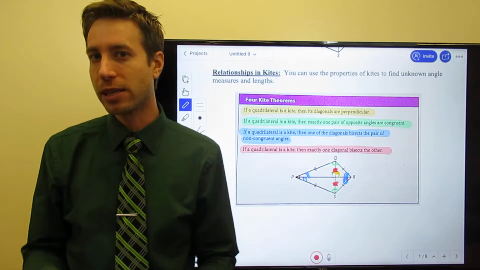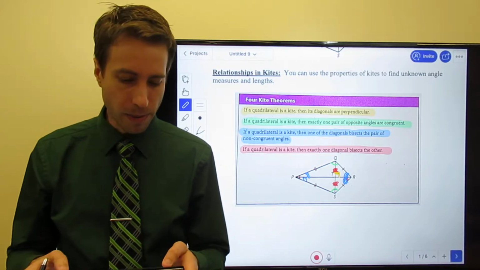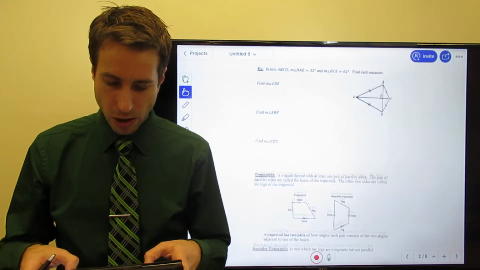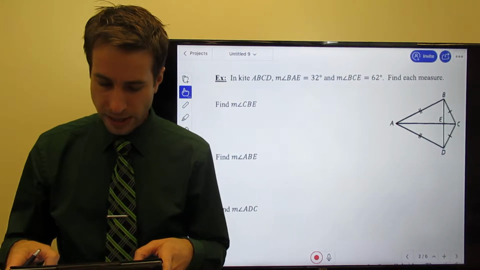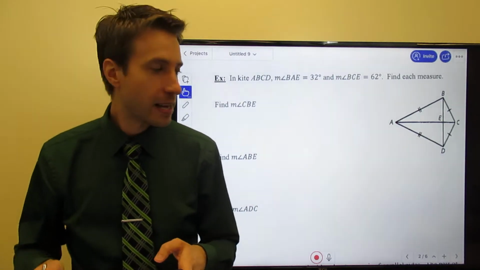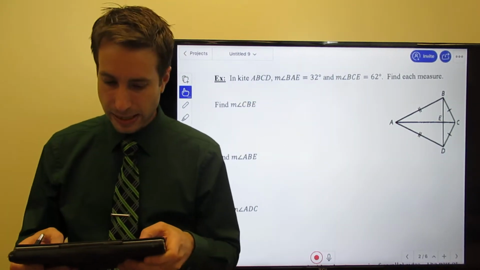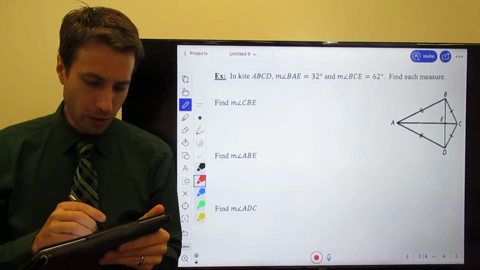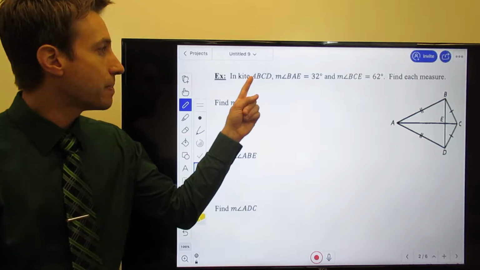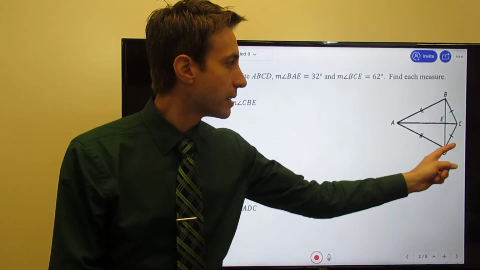So let's try using these properties to solve an example problem, which I've got for you right here on this page. So here we go. What I've done is I have given you this kite. This is the kite ABCD. Sorry, that looks a little crooked to me. Let's fix it. That looks a little bit better. Here we go. Kite ABCD, there it is, A, B, C, and D.